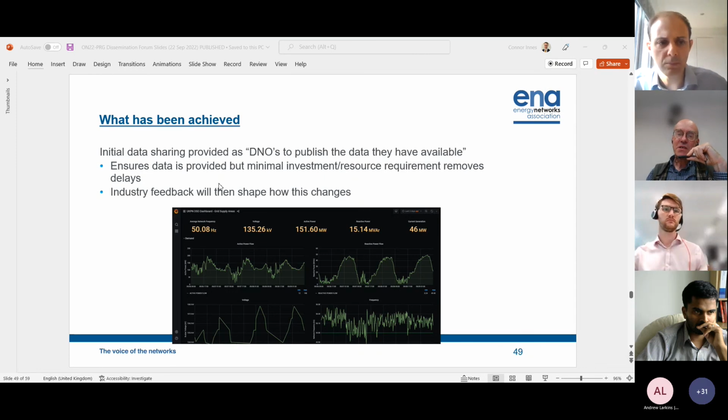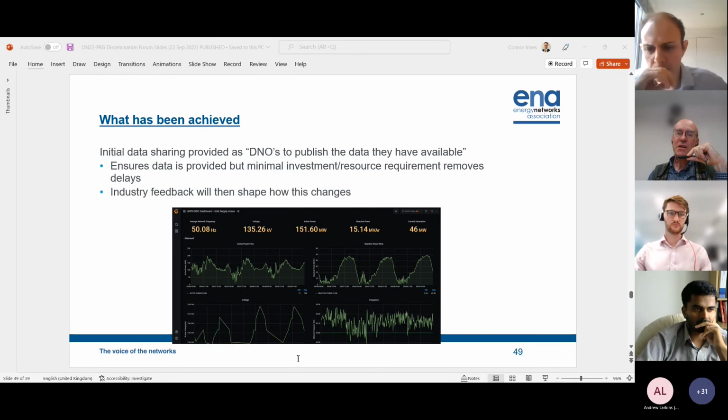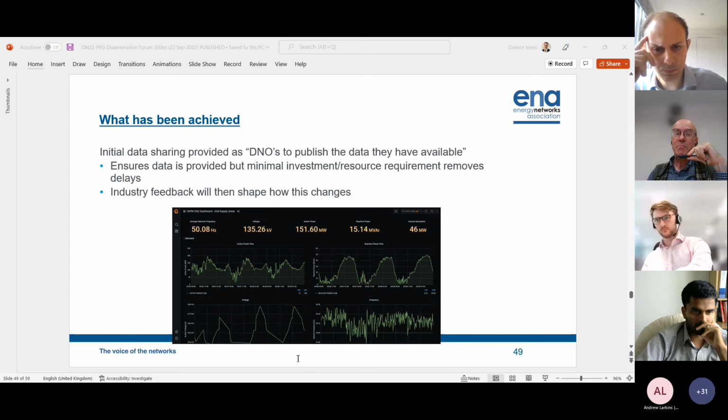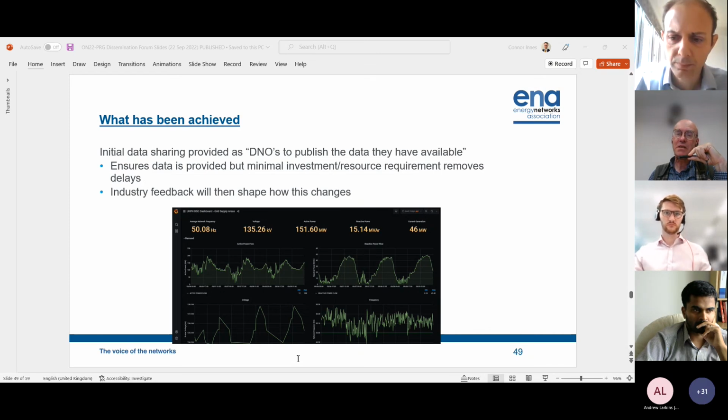So at the moment, what you're seeing there is telemetry data. But right now, we're publishing information taken from the interface between grid and distribution. The intention is by the end of this year to expand that to really all the data that we can reasonably make available out of our telemetry systems. I think if we can move to the next slide.